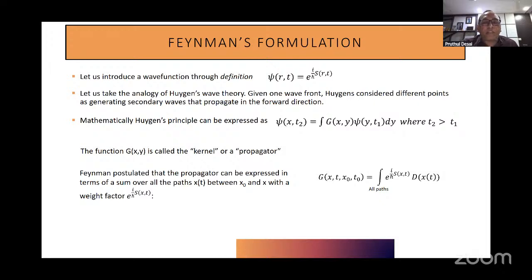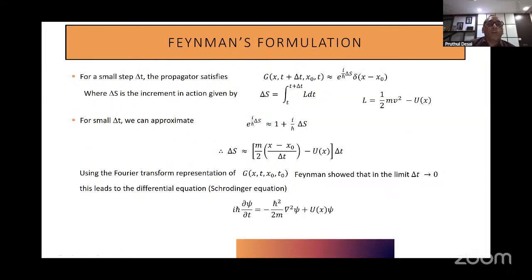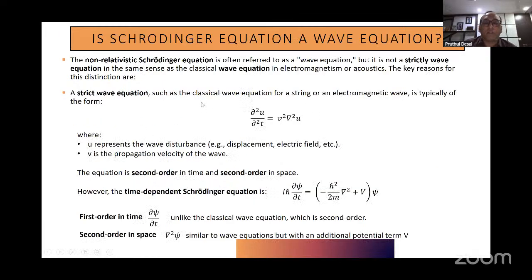And Feynman postulated that the propagator can be expressed in terms of a sum over all the paths between two points, and the weight factor is nothing but e raised to i upon h bar S. So the expression which Schrödinger had used, something similar was used by Feynman, and this is the Feynman propagator, which sums over all the paths with a weight factor of e raised to i upon h bar S. If you take a small step delta t, I can find out how the propagator changes over time delta t, where delta S is the increment in the action.